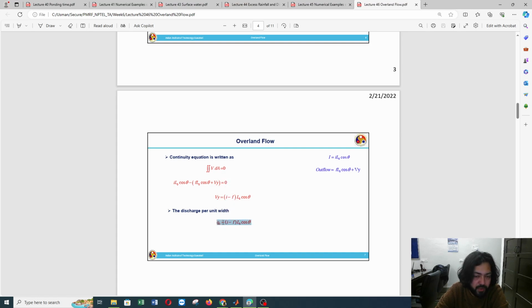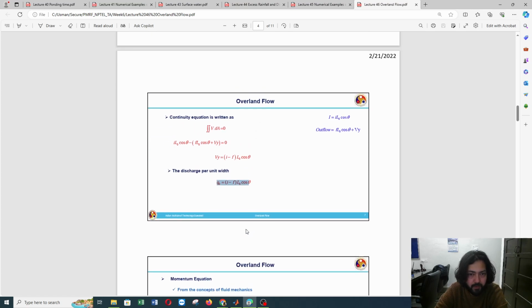So we get the equation of discharge per unit width as (I minus f) L cos theta, where I is the rainfall intensity and f is the infiltration rate. So this is the equation which comes when we use the continuity equation with the Reynolds transport theorem.